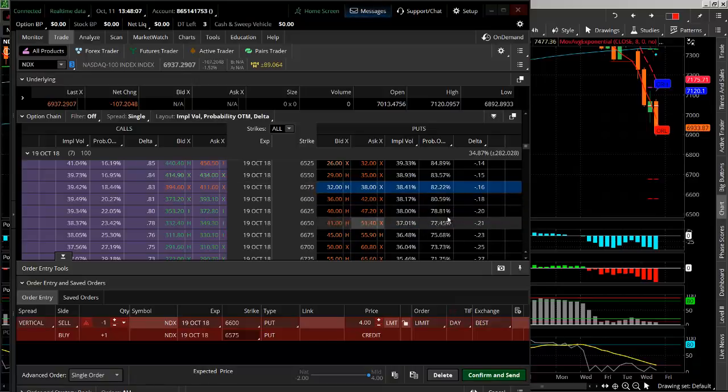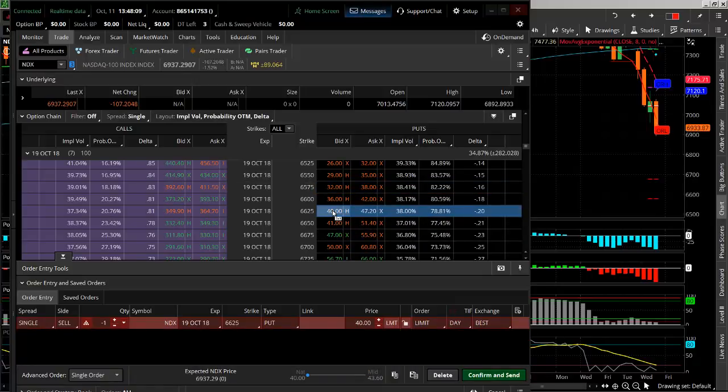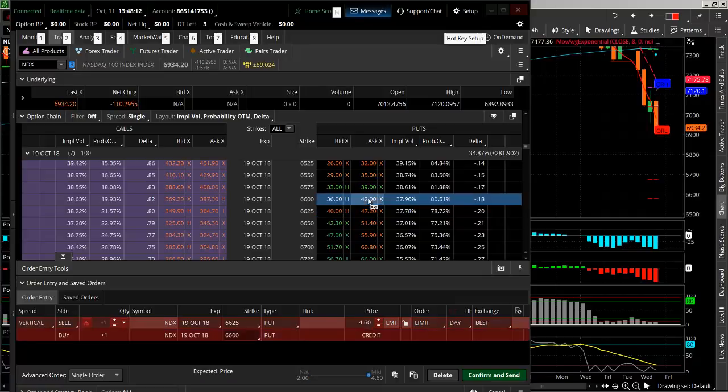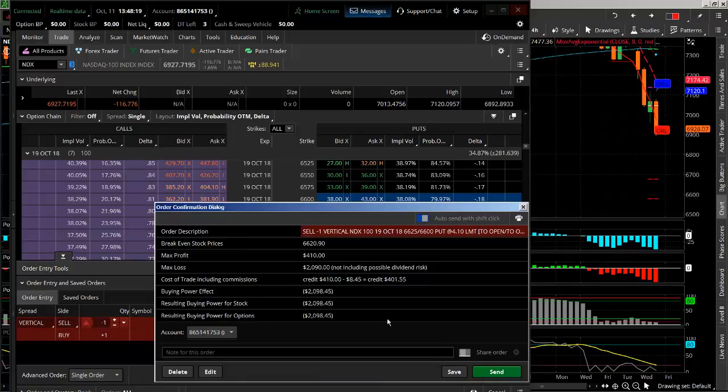Let's take a look here at the 20 delta. So the 66.25 short, the 6600 long. You get about a $410 credit, and then your risk is the difference of 2,090. So that's your margin, but that would be about a 20% return.